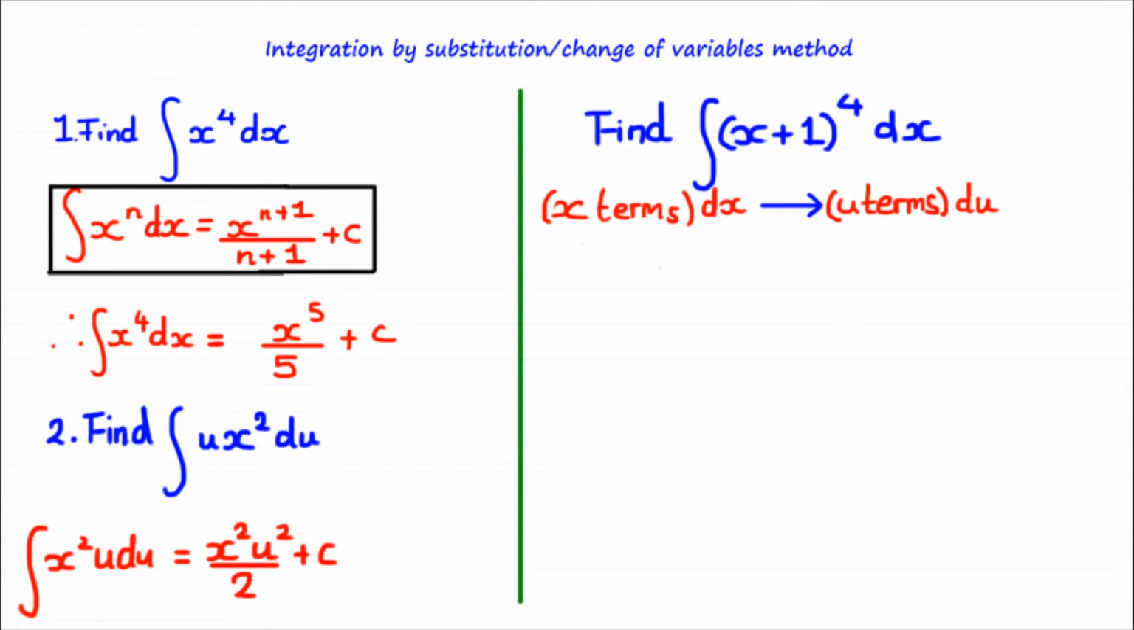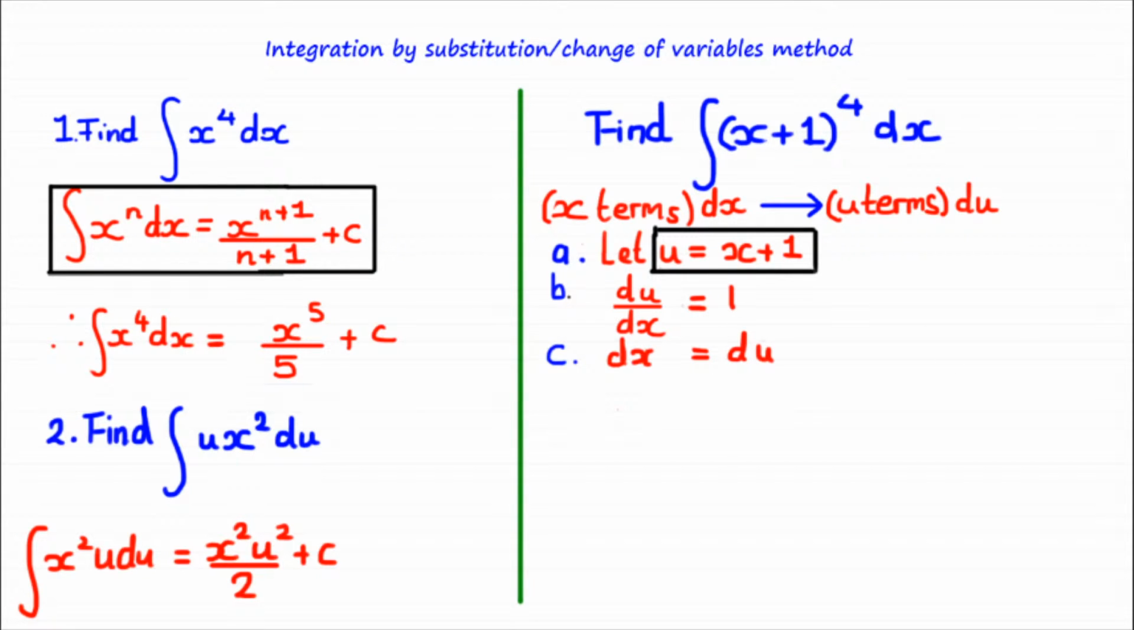Okay, the first thing is you need to assign u to a function in the integrand. We'll talk about how to do it and what to look out for. Now I've assigned it to u equals x plus 1. We then need to differentiate this function with respect to x, giving us du over dx is equal to 1.